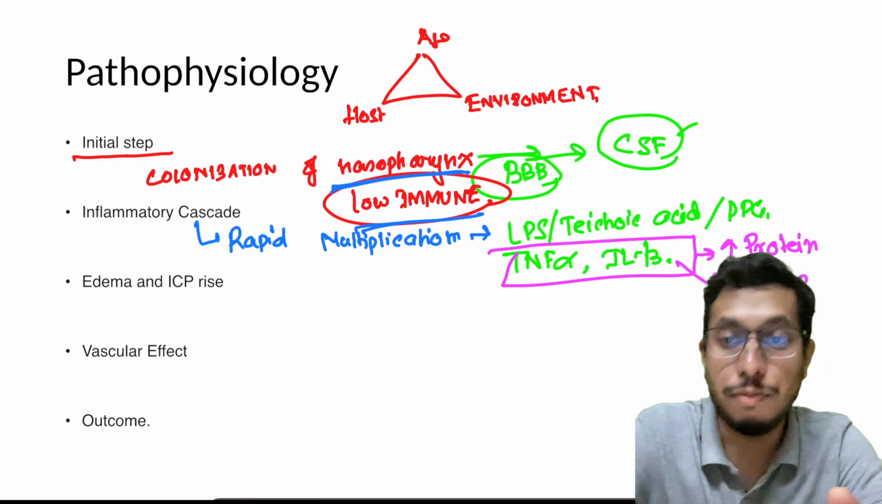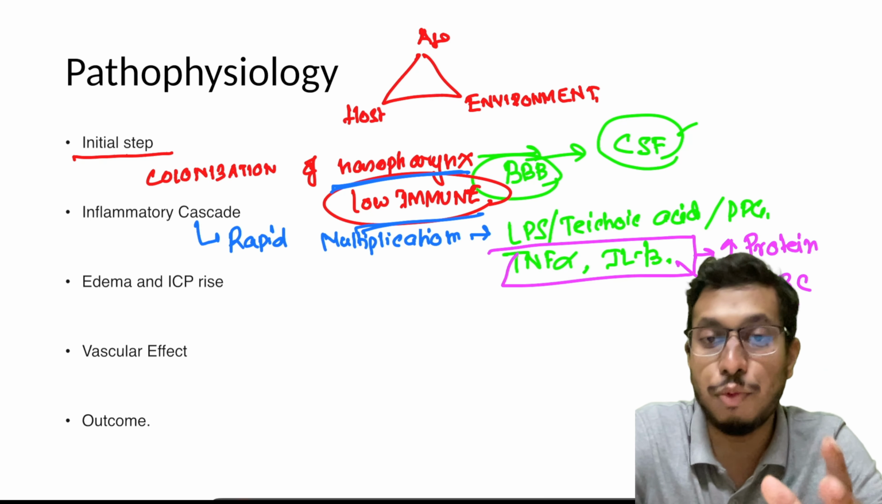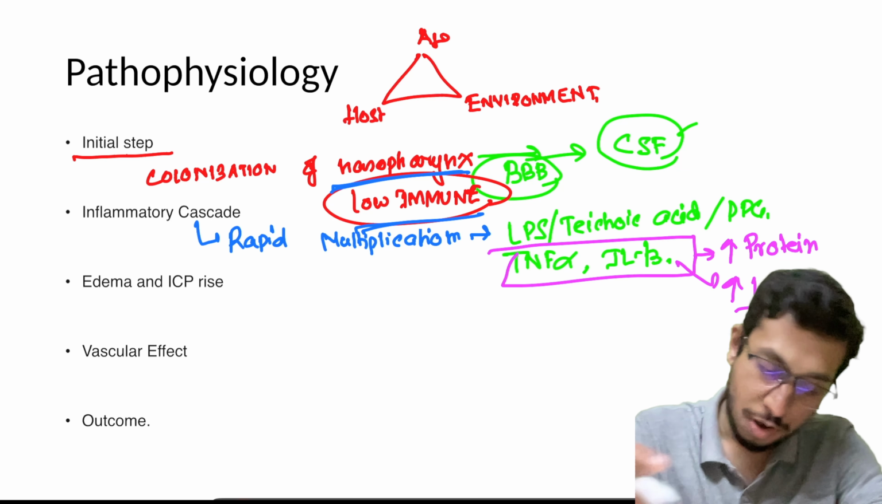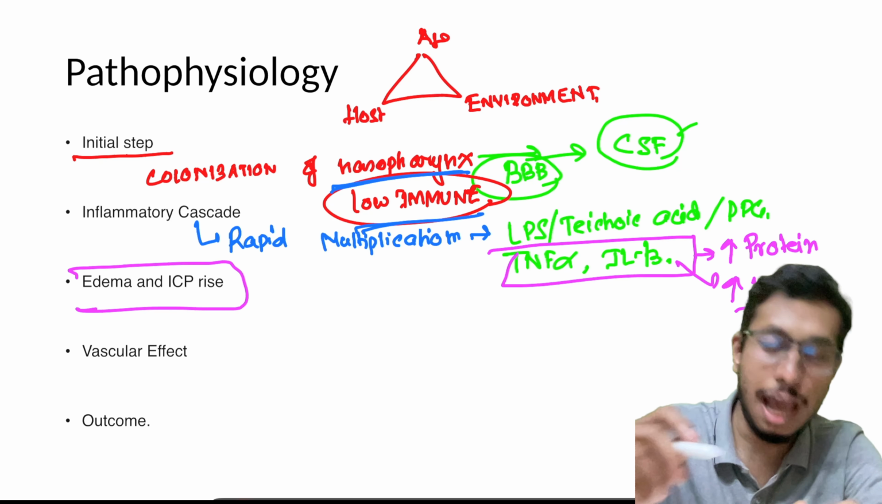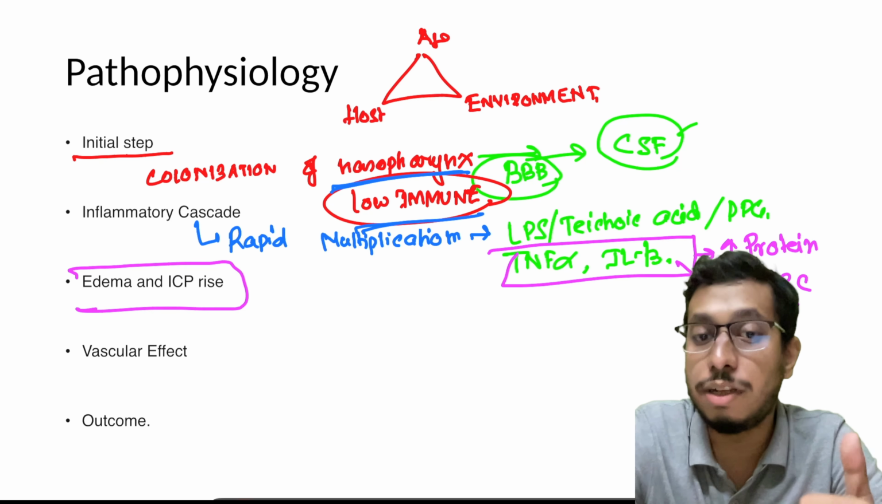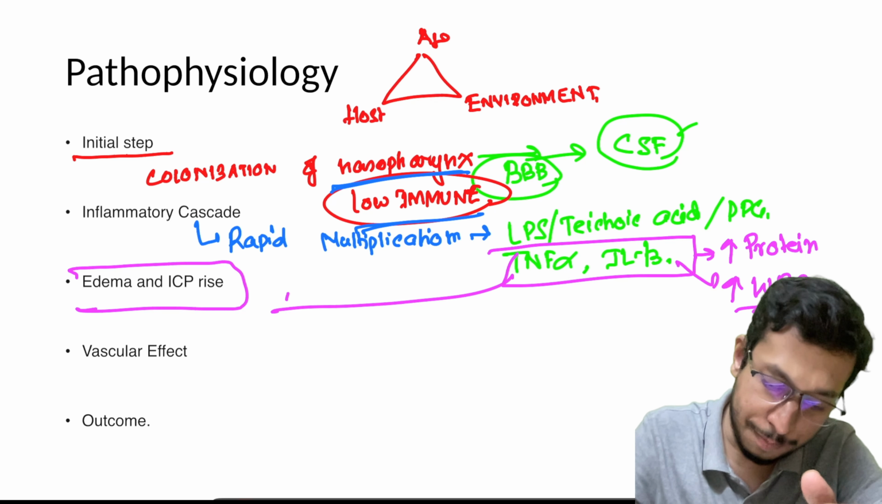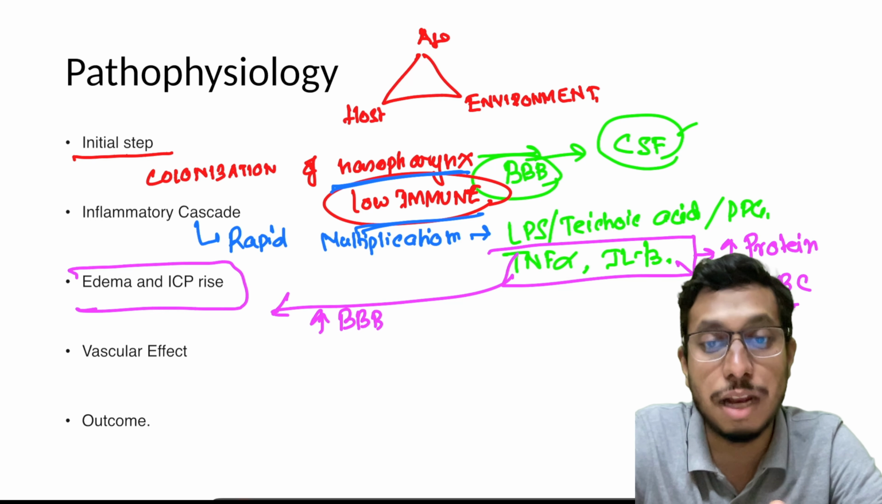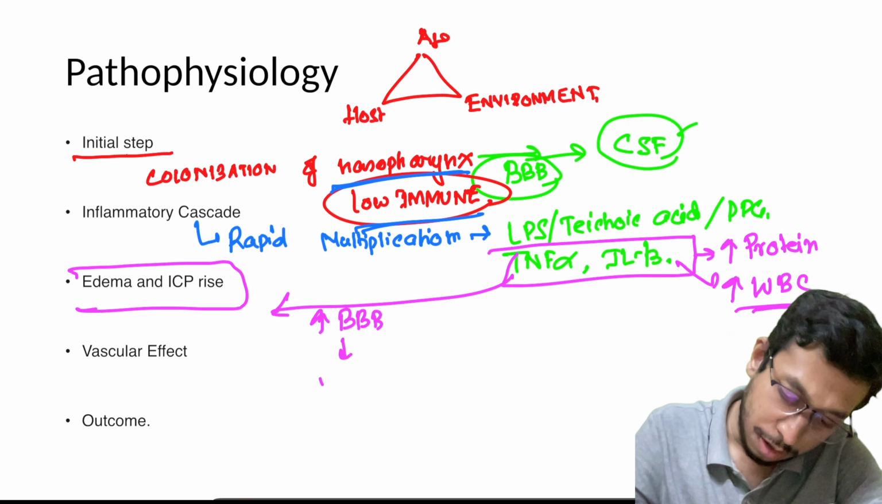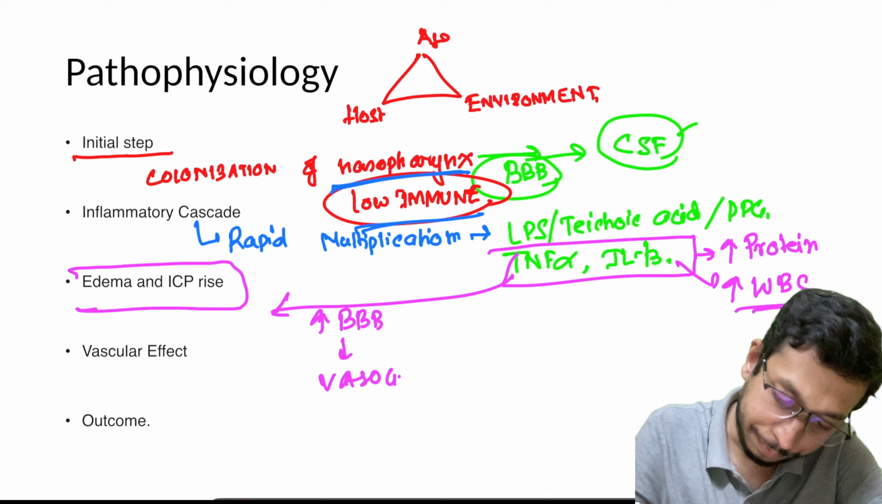Okay. Now, all of those show their effect. How? By causing edema and increasing ICP. So, TNF alpha and interleukin 1 beta increase the blood-brain barrier permeability, resulting in vasogenic edema.